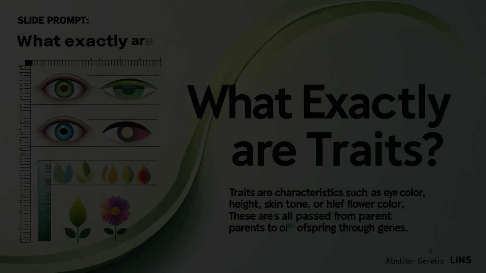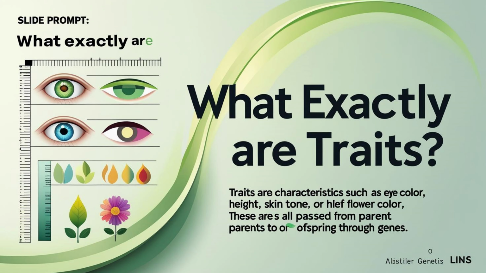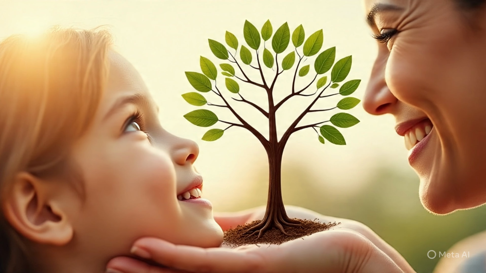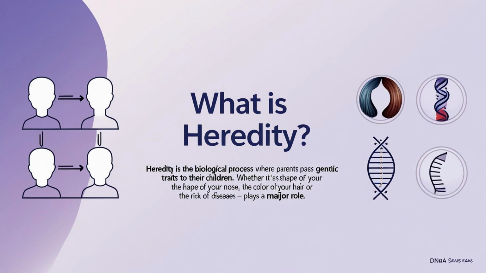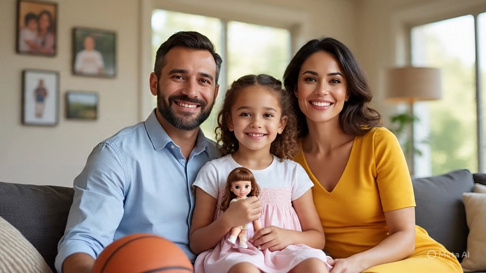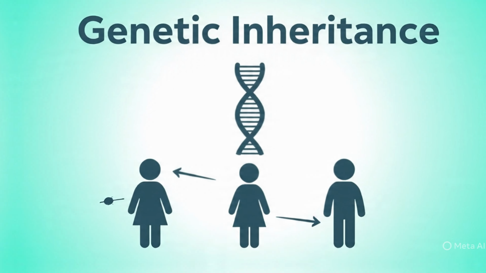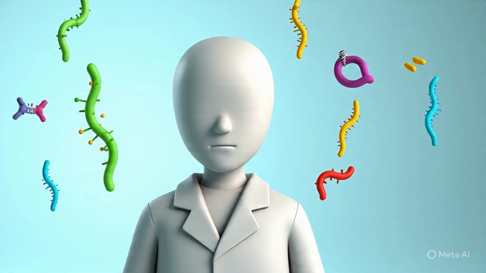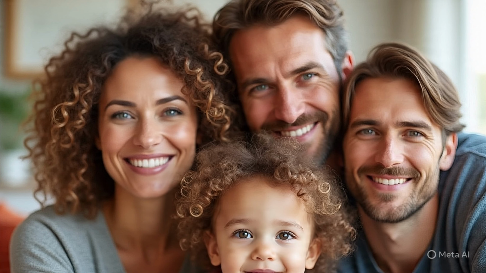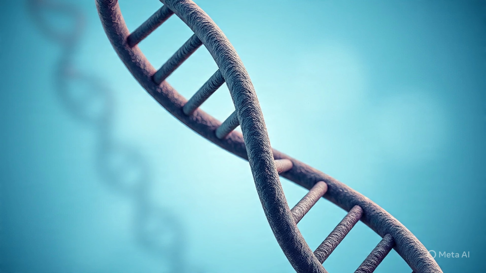So the question is, what exactly are traits? Traits are characteristics such as eye color, height, skin tone, flower color, or leaf shape. These are all passed from parents to offspring through genes. Now, what is heredity? Heredity is the biological process where parents pass genetic traits to their children. Whether it's the shape of our nose, the color of your hair, or the risk of certain diseases, heredity plays a major role. Every organism receives half of its genetic material from its mother and half from its father. That's why we are a unique mix of both parents.